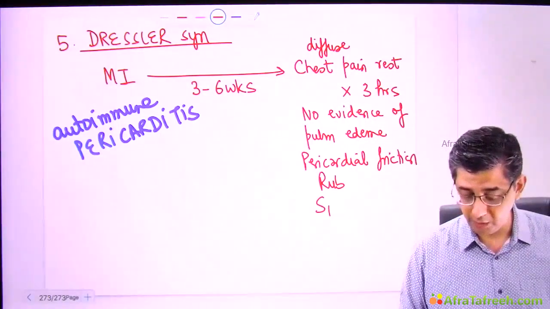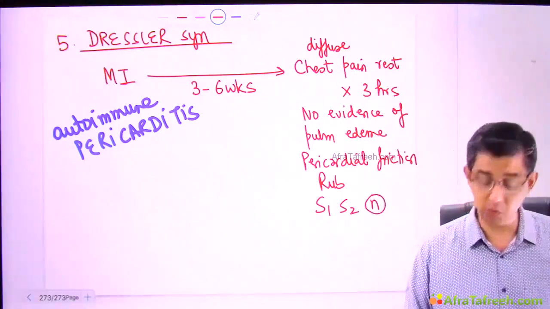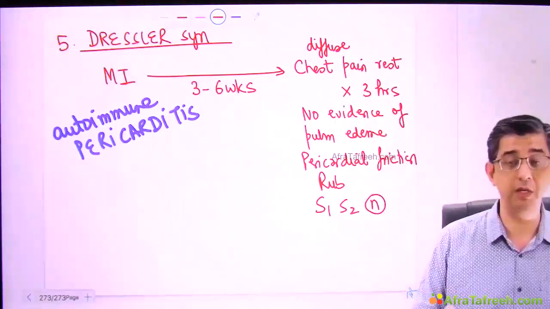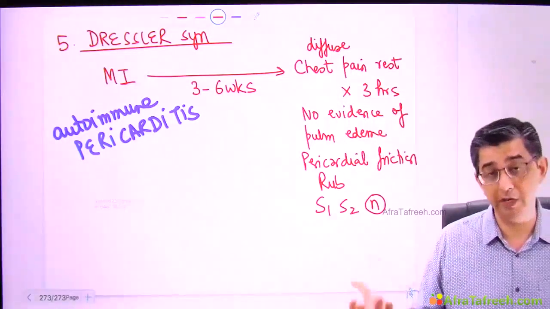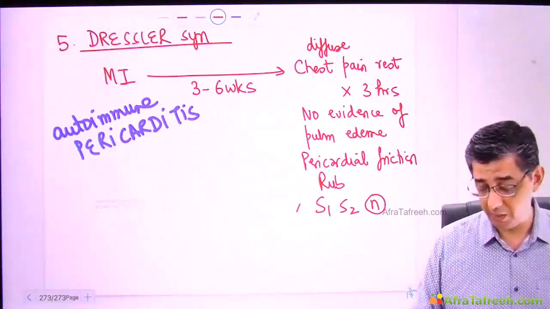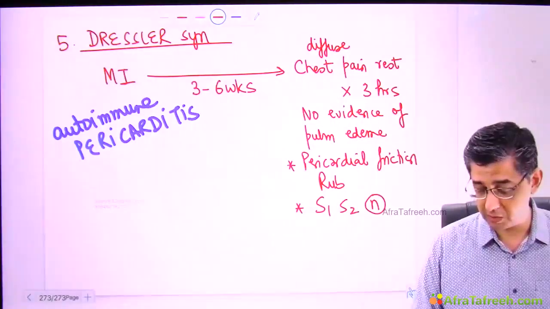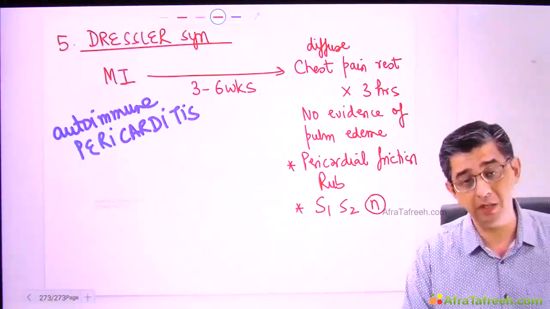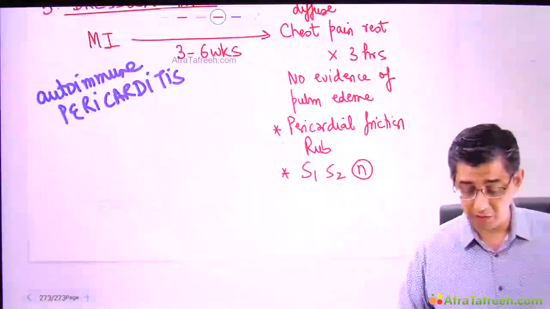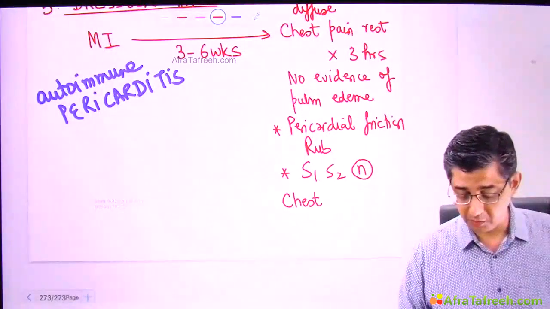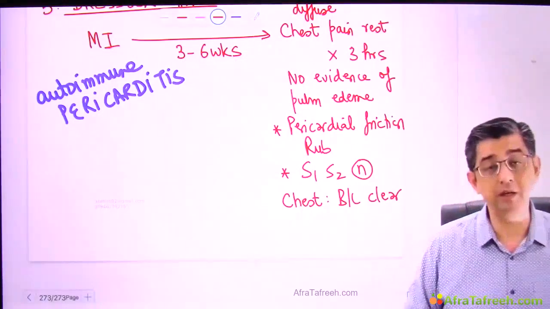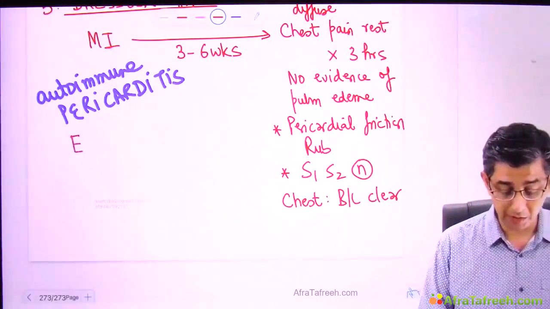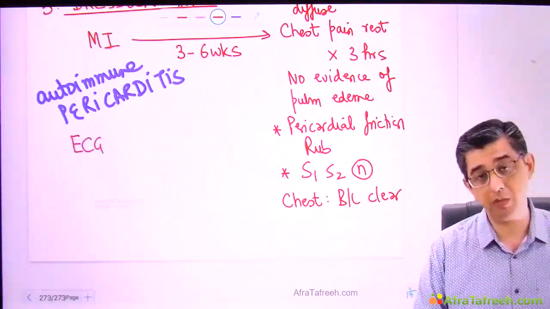Now, when I evaluate the heart sounds of this guy, S1 and S2 will be normal, because if it were a coronary event causing heart failure, then S2 can be either narrow split or wide split, as I explained to you earlier. But here the heart sounds were fine, and it was just a pericardial friction rub that was present. Therefore, I proceeded with the auscultation of the chest, but there was no evidence of any pulmonary edema. Chest was bilaterally clear.